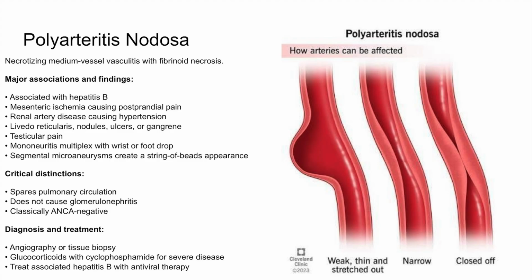It is also typically ANCA negative. Diagnosis is made with angiography or tissue biopsy, and treatment includes glucocorticoids, and then cyclophosphamide for severe disease and antiviral therapy when Hep B is present. But on an angiography, this literally just looks like vessels with little balls intermittently along them. Like that whole beading pattern that I reference, it does look like little beads.